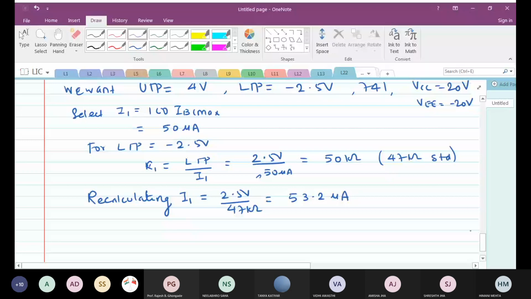Then R3 can be found out as VO sat, that is the output voltage saturated, minus the diode voltage, divided by I1. So again, following the same convention, of course, please note that we are assuming silicon diode. So VF is going to be 0.7, divided by 53.2 microamperes. This gives me 344 kilo ohms.